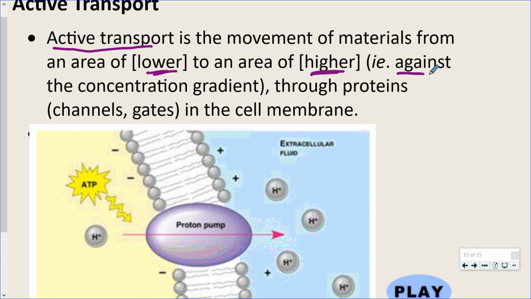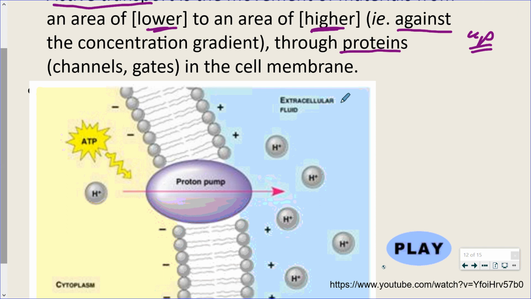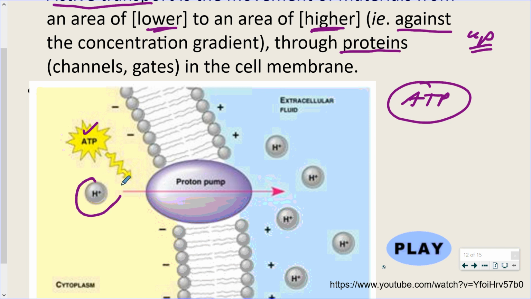We call this against the concentration gradient or up the concentration gradient, whereas with diffusion, it was down or with the concentration gradient. This does have to involve membrane proteins, and it has to involve energy. Oops, we don't see it in the picture here. It's hidden, but it does involve energy, and that energy is in the form of ATP, which we do see in the picture here.